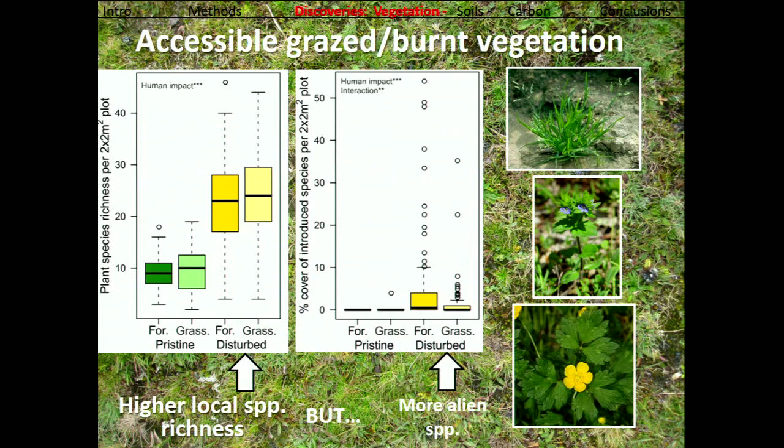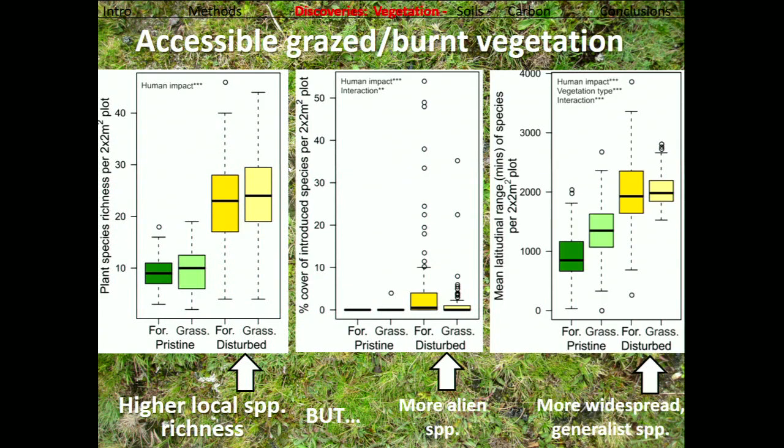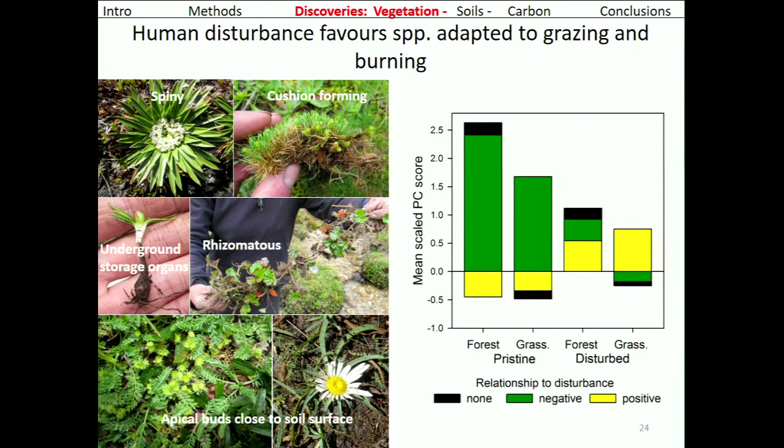But what we did find was that there was a lot more alien species, so introduced species, such as Poa annua, the Veronicas, Ranunculus repens, that you don't find in the pristine areas. And also, the species that you find there are a lot more widespread and generalist, as we found here by looking at the range size data of these species. We also looked, so of the 334 species that we have in these plots, we scored each one for their trait-related, grazing and burning-related traits.